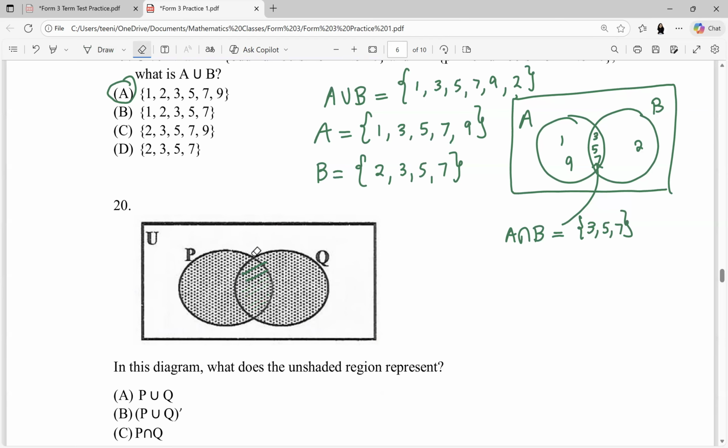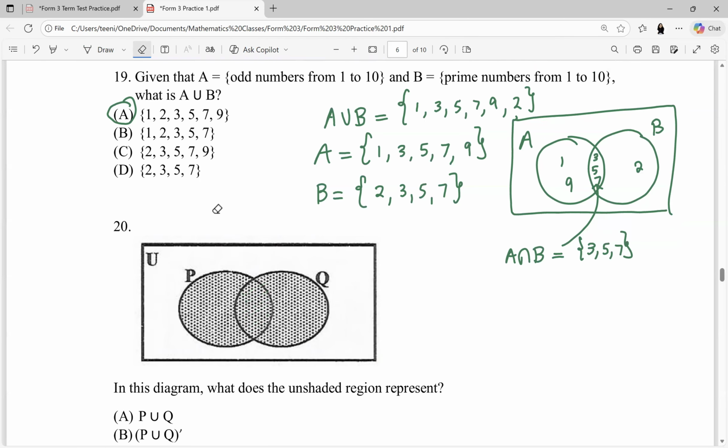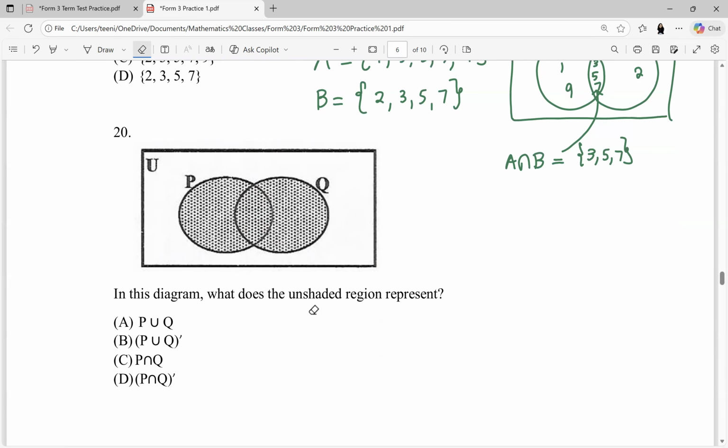Anybody else? What is shaded? It's the union, right? So P union Q is everything that is shaded here. But we want to know what represents the unshaded region. So what is represented by the unshaded region is everything that is not in the union of P and Q.